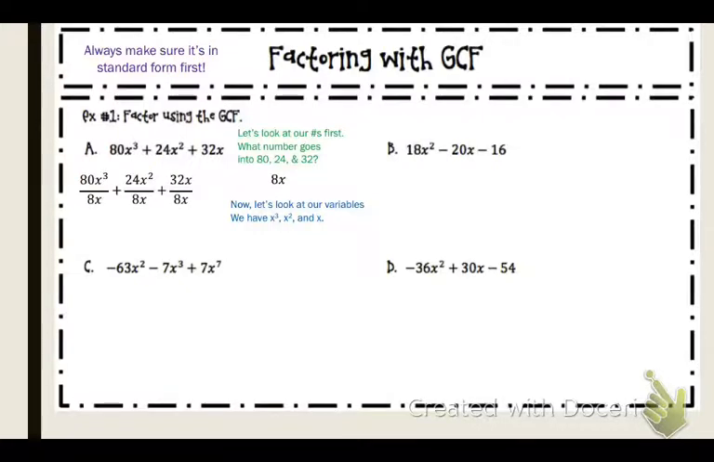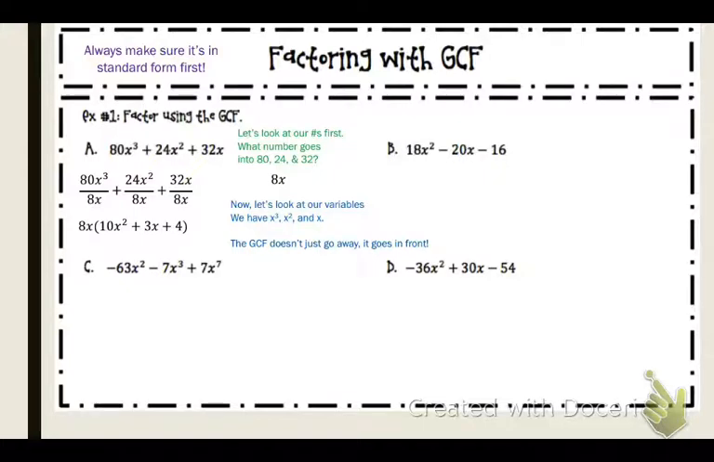Then 80x cubed divided by 8x is 10x squared. 24x squared divided by 8x is 3x. And 32x divided by 8x is 4. And then the GCF doesn't just go away, it has to go out front. It will be wrong if you do not put that GCF out front, okay? I will mark it wrong. I will not give you half credit, nothing, it'll be completely wrong, okay?